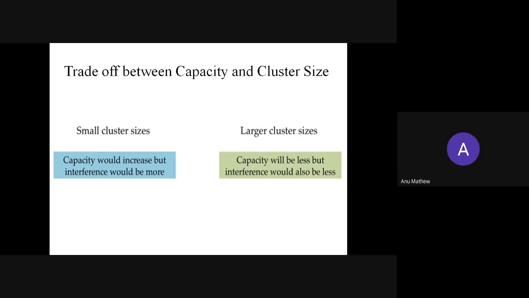So, when the cluster size is small, capacity would increase, but the interference would be more. Then, when the cluster size is large, capacity will be less, but the interference would also be less. So, when designing a cellular system, we are considering these two factors, channel capacity and also the interference level. Then we are deciding the number of cells per cluster, or we are forming the cluster size. So, when designing a cellular system, these two factors should be considered, the channel capacity and also the interference level. According to that, we are fixing the cluster size.